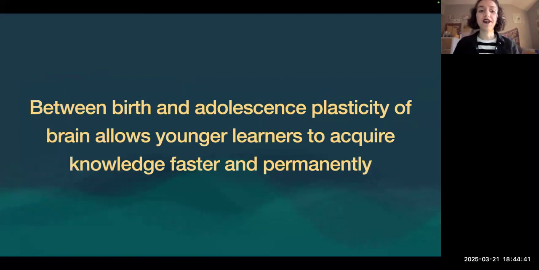Another difference between, for example, younger learners between primary and also high school students, is the brain plasticity. So between birth and adolescence, the plasticity of the brain allows younger learners to acquire knowledge faster and permanently. So, what I mentioned before about older learners, these might mean the older learners acquire language maybe slower or short term.